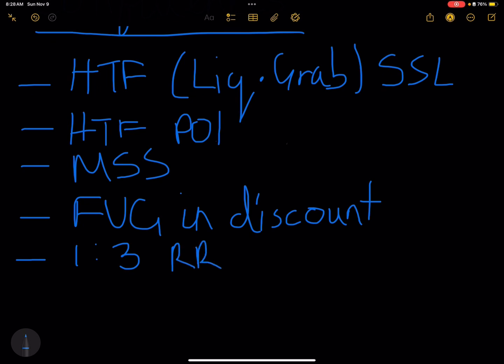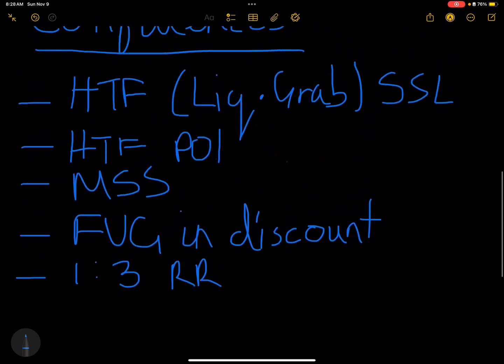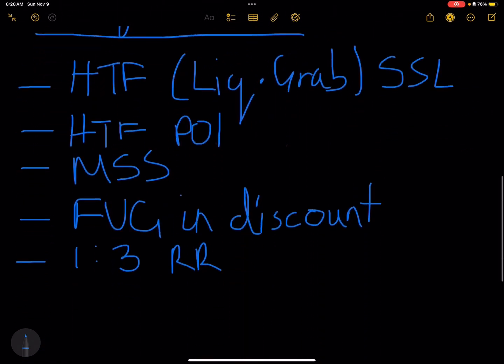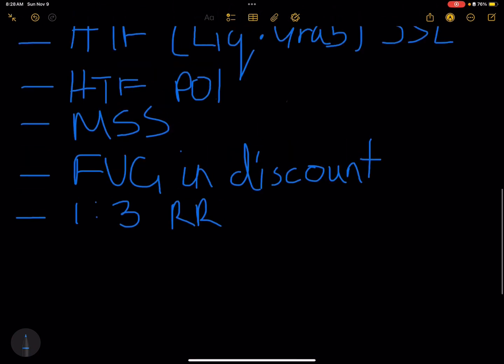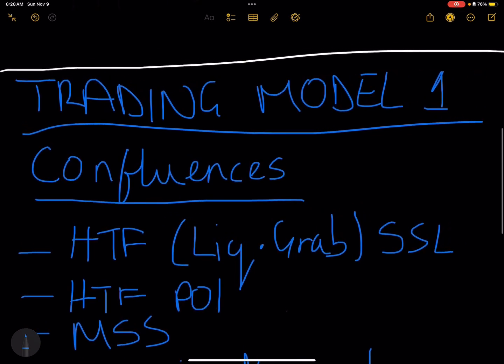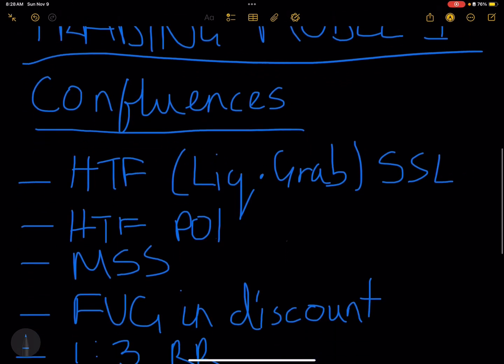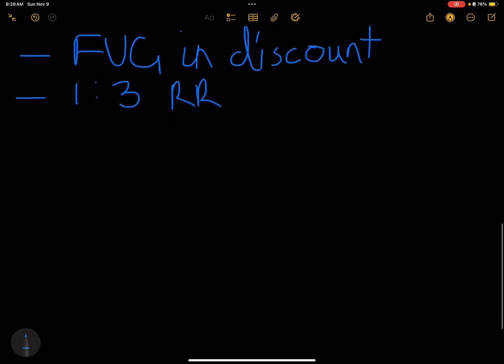Okay, so these are the confluences I use in my trading model. Very simple and straightforward. This is what's expected of my trading model. All right. Now, what I'll do is I'll draw what trading model 1 will look like.